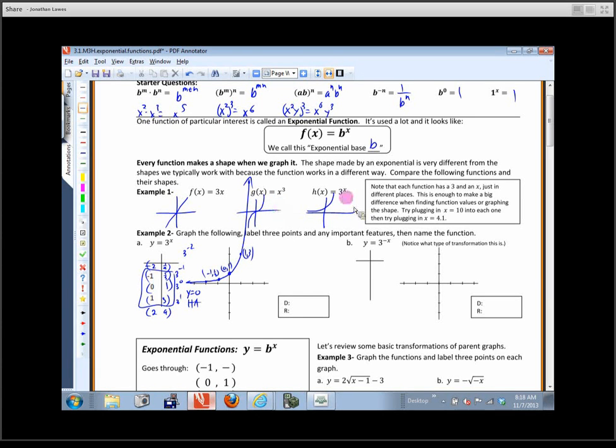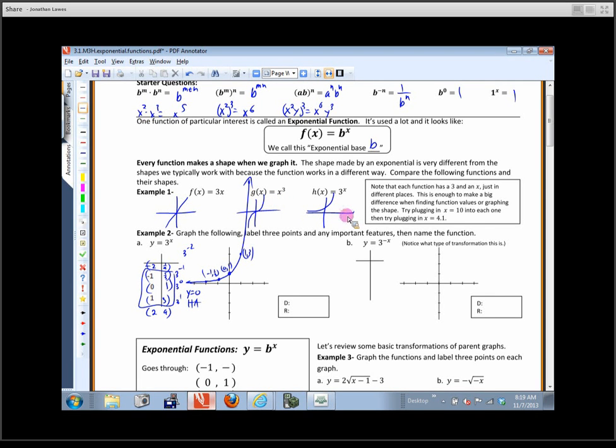What happens if I plug a 10 into this? Yeah, go ahead and somebody, if you've got your calculator, throw that into your calculator. So we get 30 on this one. So we go over 10, we go up 30. So let's think about this in terms of inches. If I went over 10 inches, I'd have to go up 30 inches to get to a point on the graph. If I went over 10 inches, I'd have to go up 1,000 inches to get to a point on the graph. On this one, go over 10 inches.